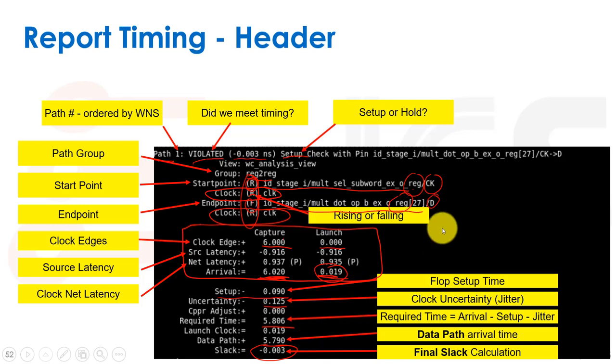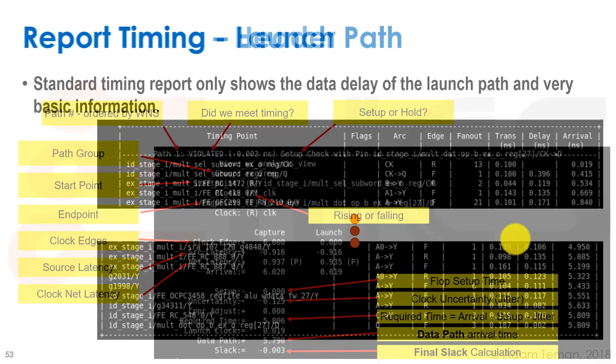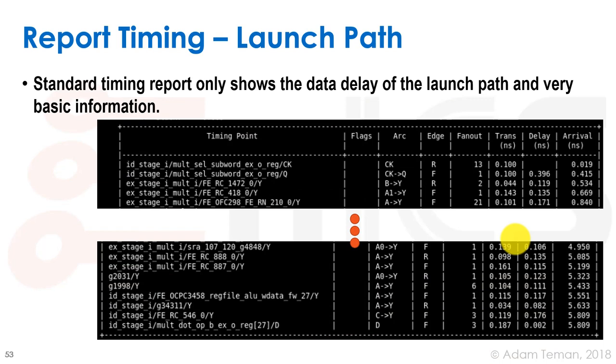Now that may have seemed confusing. That's the way that Cadence decided to show this type of a path, but it just is trying to tell you that if you understand all of what this is saying, you can find out a lot of data about this certain path. Now we'll go and look down below at the actual launch path.